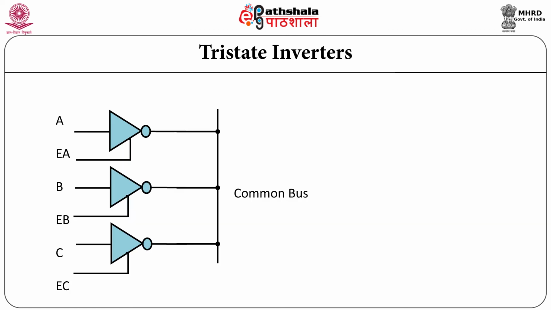Let us consider the interconnection of tri-state inverters together to form a common bus. When tri-state devices are paralleled, only one of them is enabled at a time. High enable input activates the respective NOT gate and with a condition that only one of them is enabled at a time.